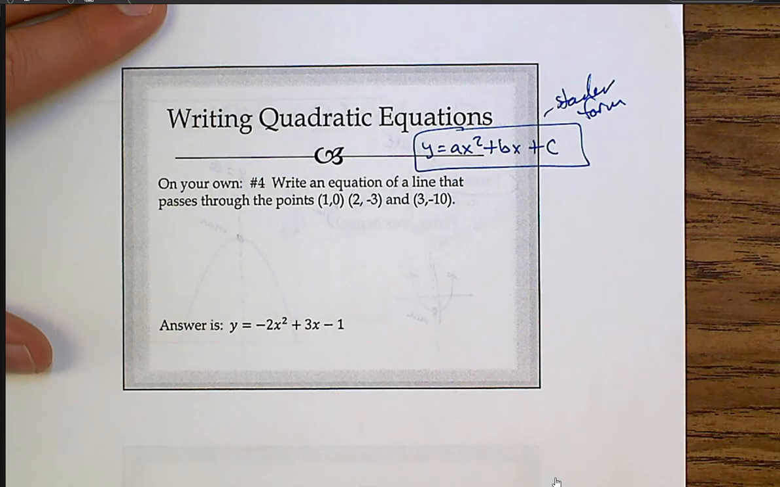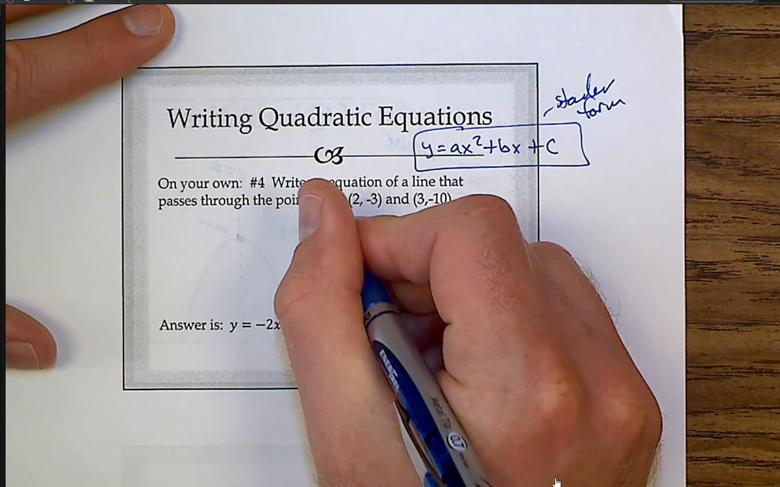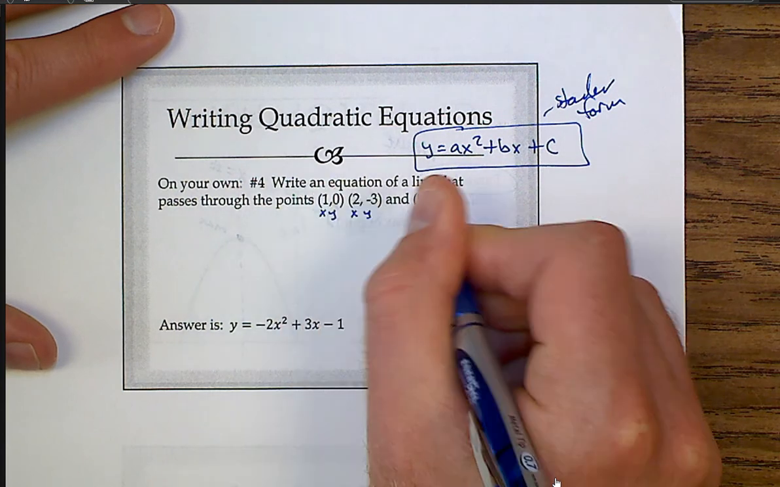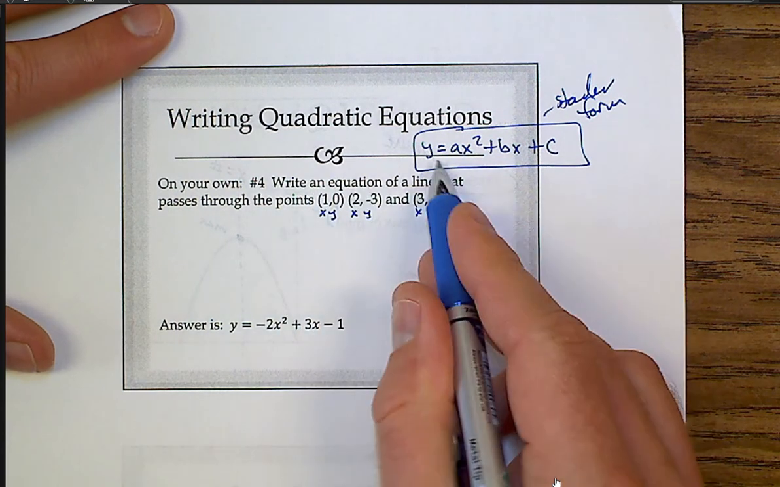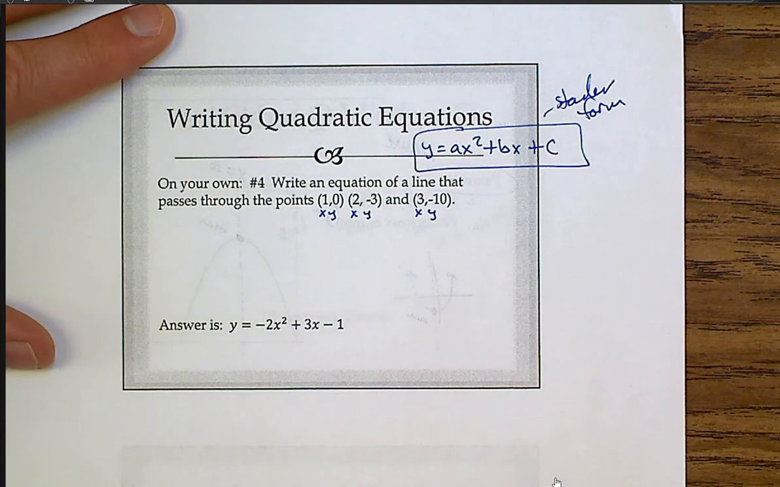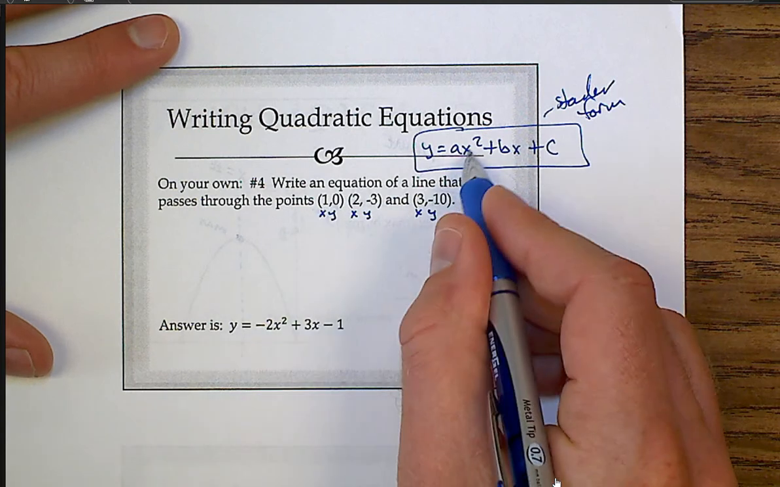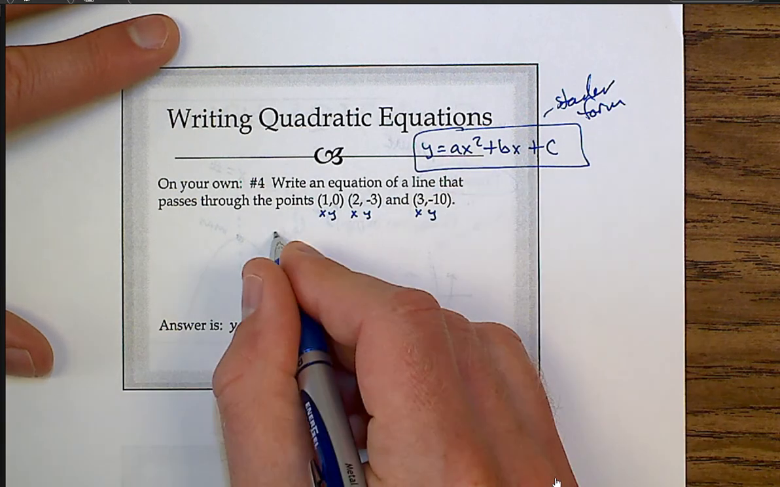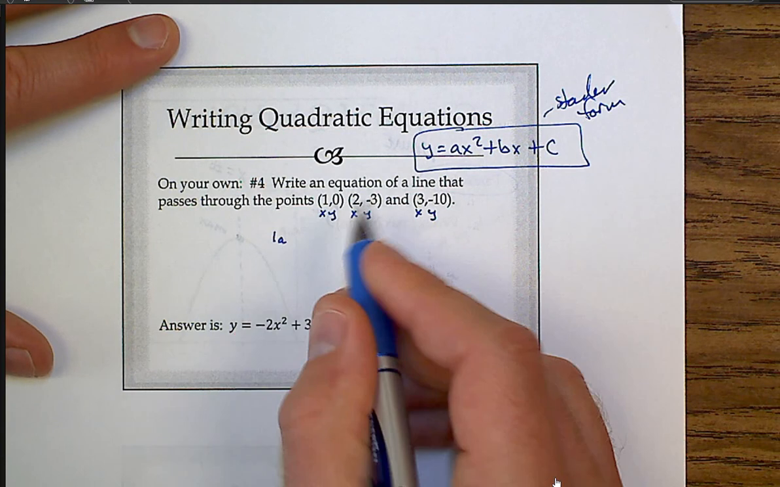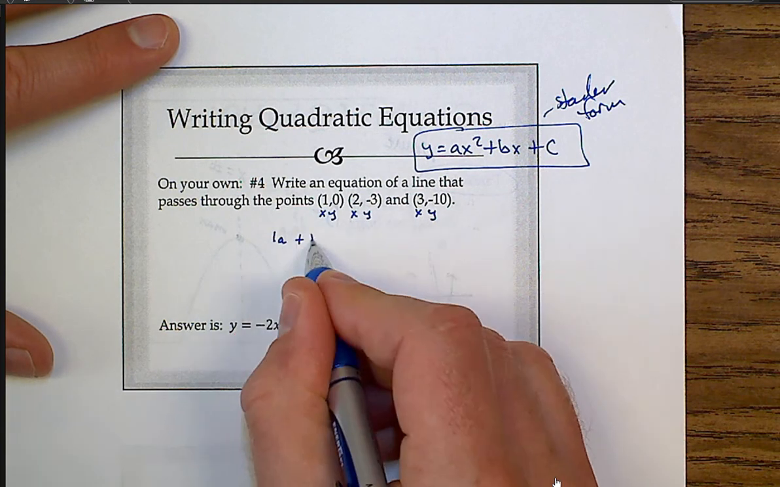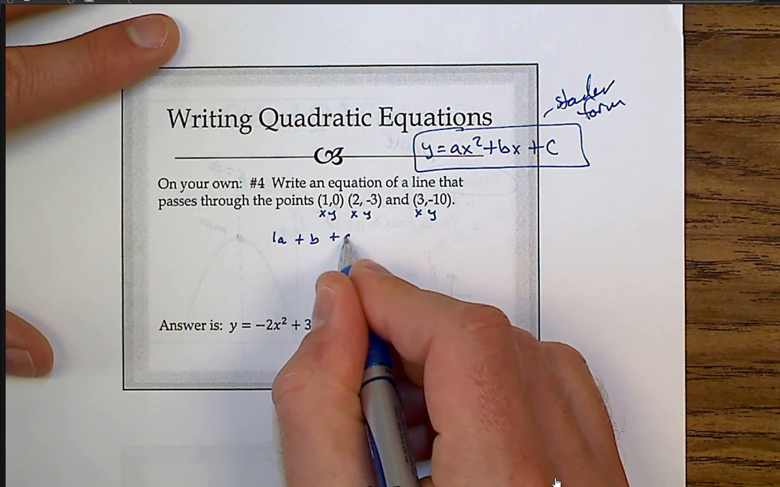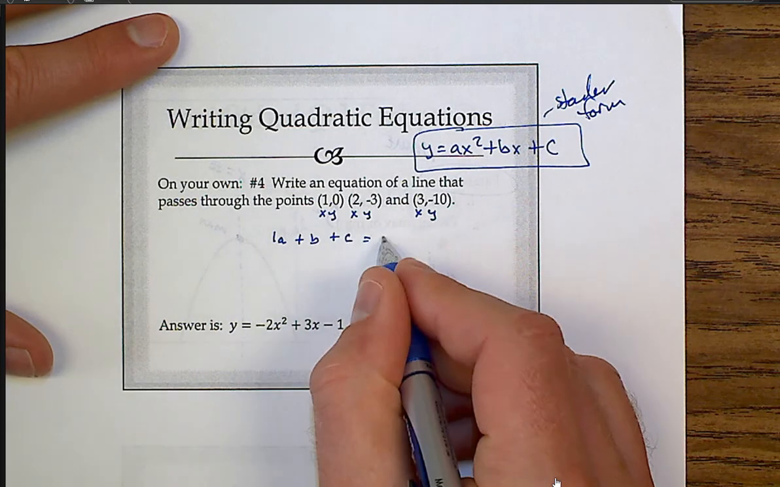That's standard form. And we're going to plug in our x's and our y's and make 3 separate equations into our y equals ax squared plus bx plus c. Okay, so let's do that real quick. My x value is 1. 1 squared is 1. 1 times a is 1. So I'm going to have 1a. I'm going to have plus b. 1 times b plus c equals my y value, which is 0.